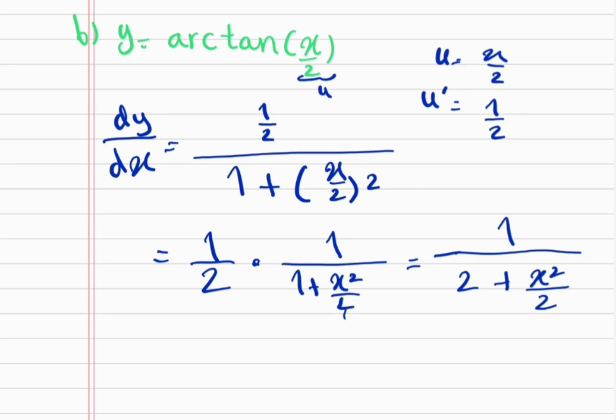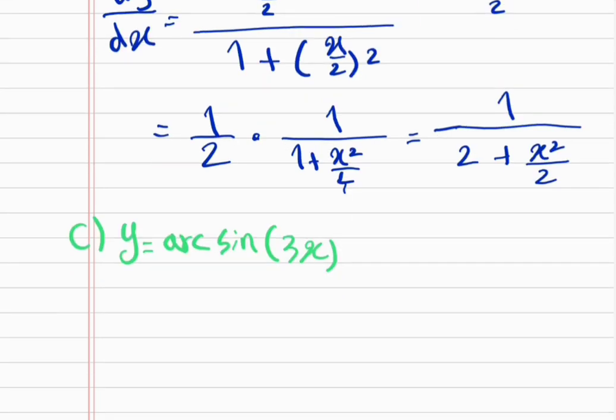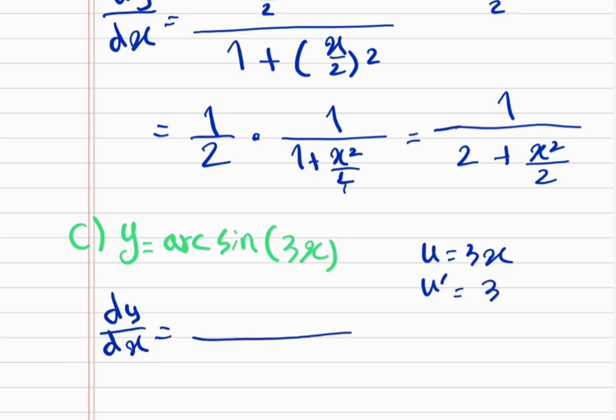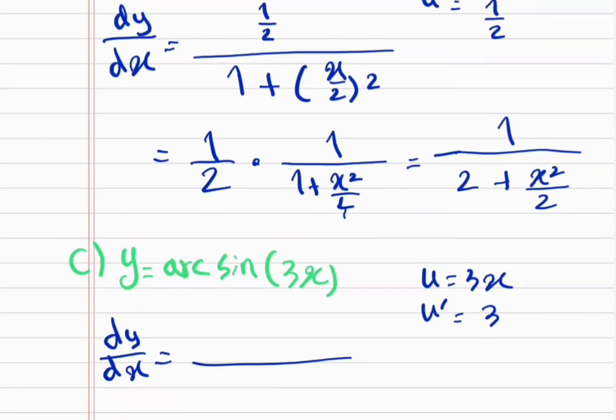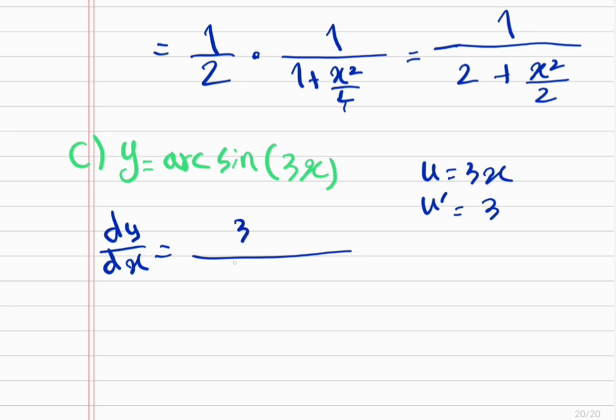So let's do part C. u is 3x, so u dash is 3, and dy dx is equal to, for arcsine, it's similar to arccos, but it's positive. So we have u dash, which is 3, over the square root of 1 minus u squared. So u dash is 3 over the square root of 1 minus u squared. So u is just 3x, but it should be squared, so that's (3x) squared.